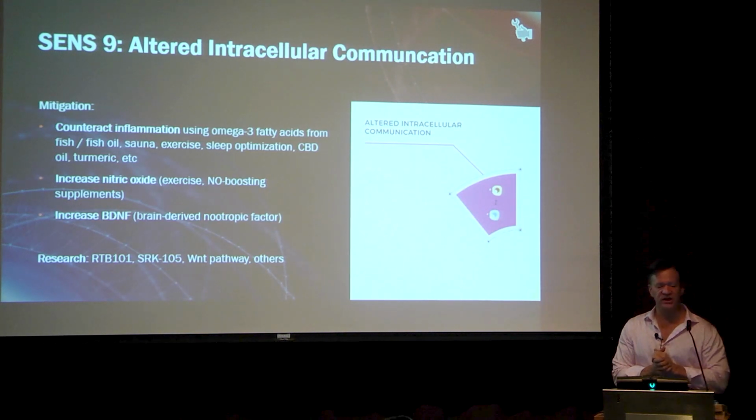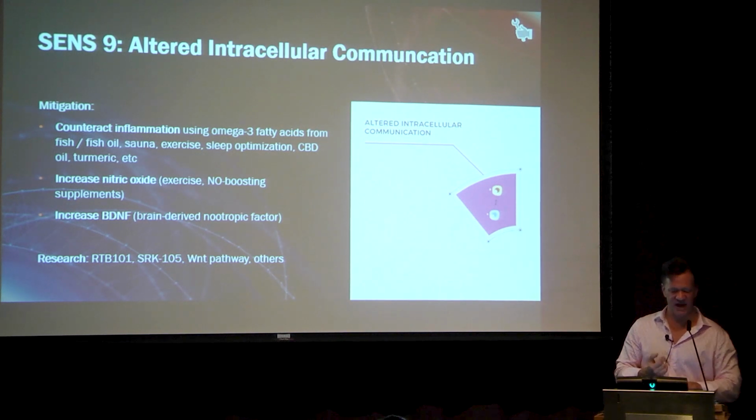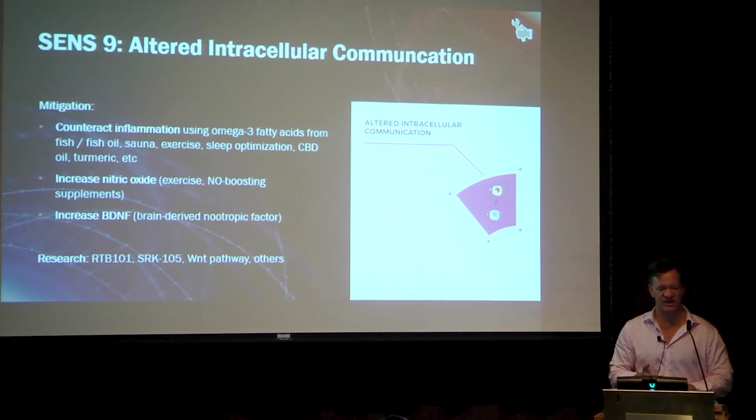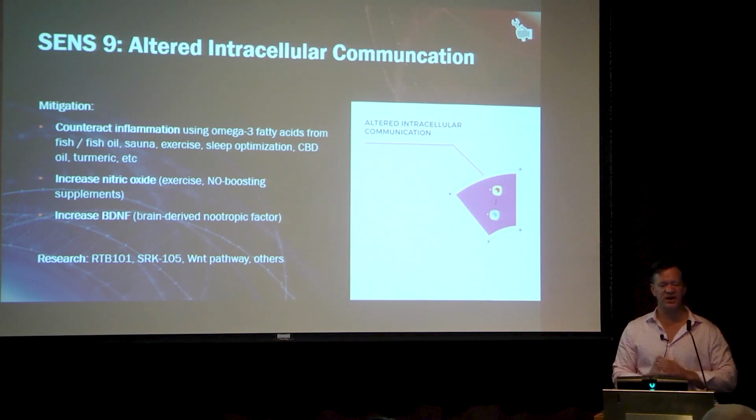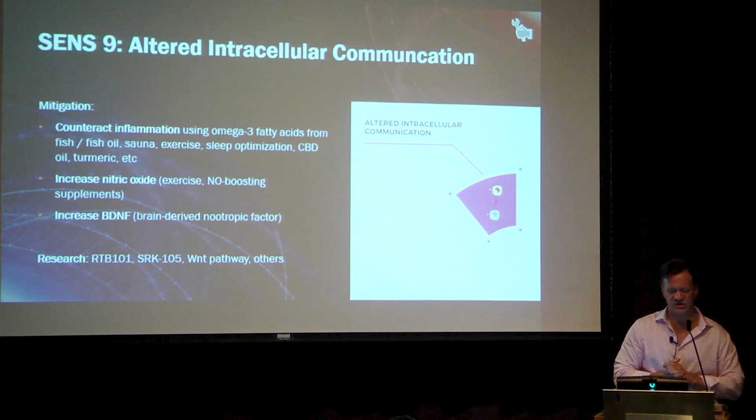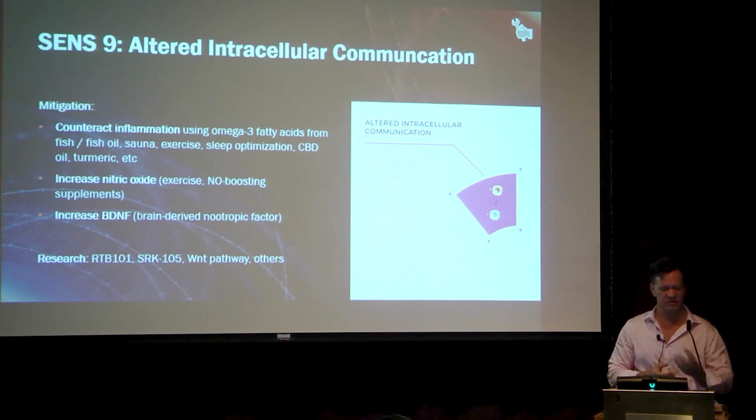Finally, altered intracellular communication, especially things like inflammation. Inflammation goes up as we get older. Omega-3 fatty acids, eat a lot of fish, that will help get inflammation levels down. Sauna, exercise, optimizing your sleep, CBD oil also seems to reduce inflammation. Nitric oxide levels seem to get lower as we get older. Exercise will help with this. There are some supplements that can boost nitric oxide. Sunlight and red light therapy also seem to help with nitric oxide production in the skin. Also BDNF, which is brain-derived neurotrophic factor. It's important for your brain. It's also super important for your muscle, and there are a number of ways to increase that.